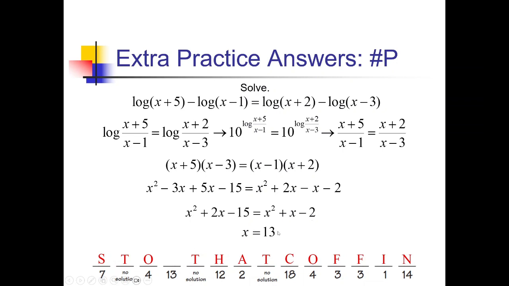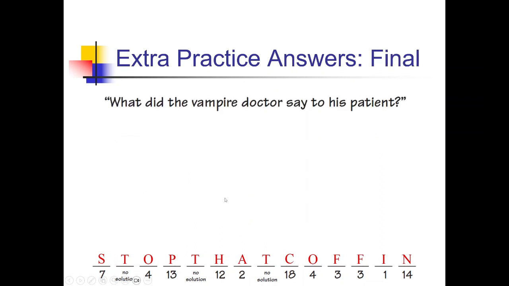Just double checking for the sake of argument, if I plug 13 into all these different logs, we have 13 plus 5, 13 minus 1, 13 plus 2, and 13 minus 3. All of those are going to be positive things that I'm taking the log of. So 13 works, and I can put a p in that last spot and feel good about it. There we go. And now at long last, we've filled in all the blanks. We can solve the riddle.